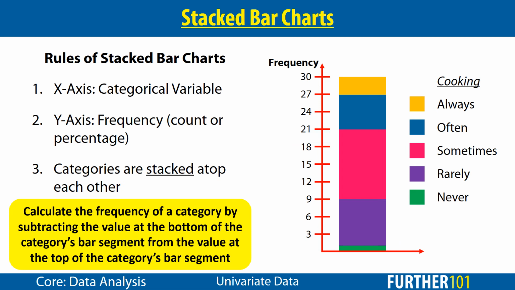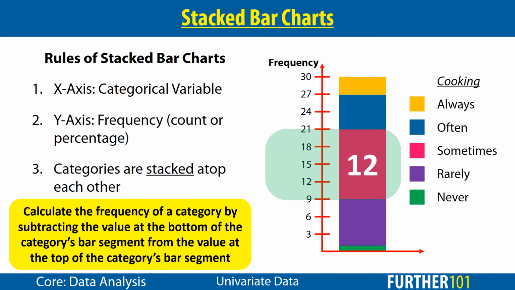Whenever you are asked an analysis question for a category, you must calculate the difference between the value at the top of the coloured section and the value at the bottom of the coloured section for the appropriate category. For example, the number of persons who stated that they sometimes cook is correctly calculated by subtracting 9 from 21, as there are 2 values at either end of the pink section. This gives us the answer 12, just like we calculated before on the frequency table.